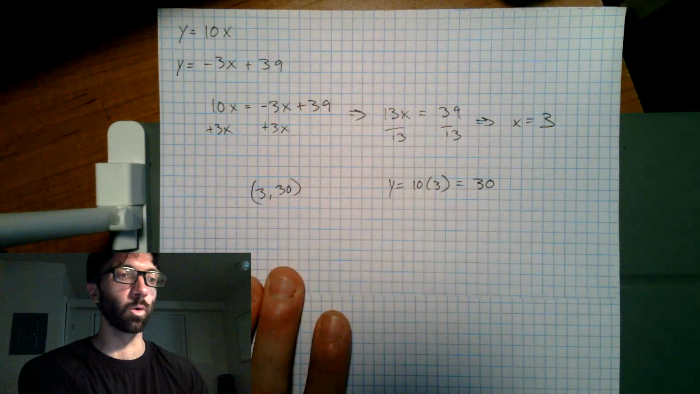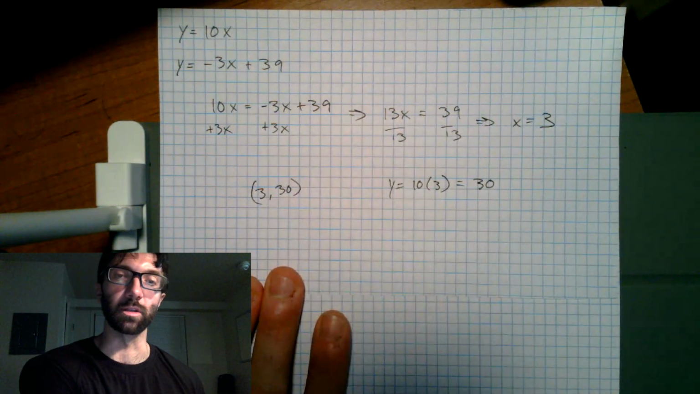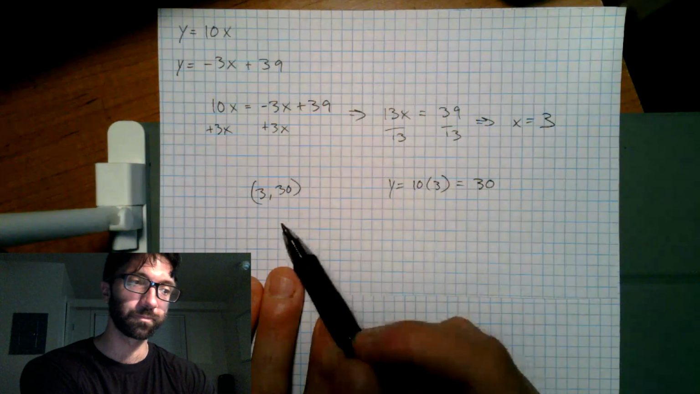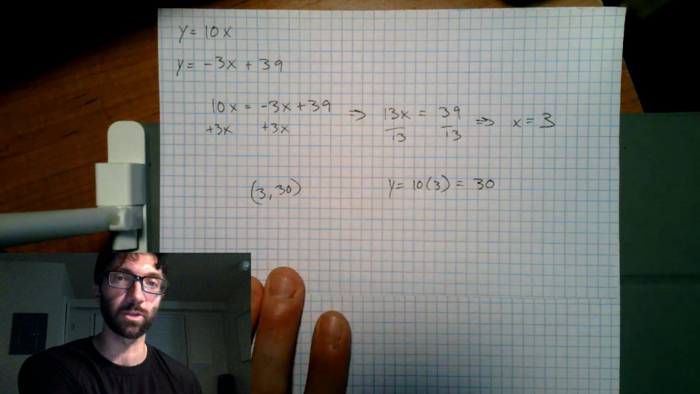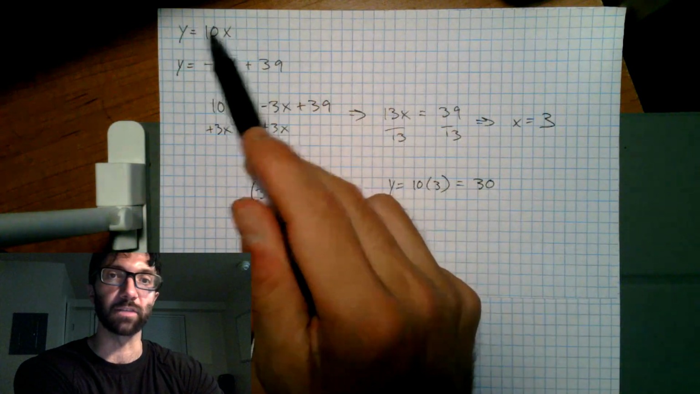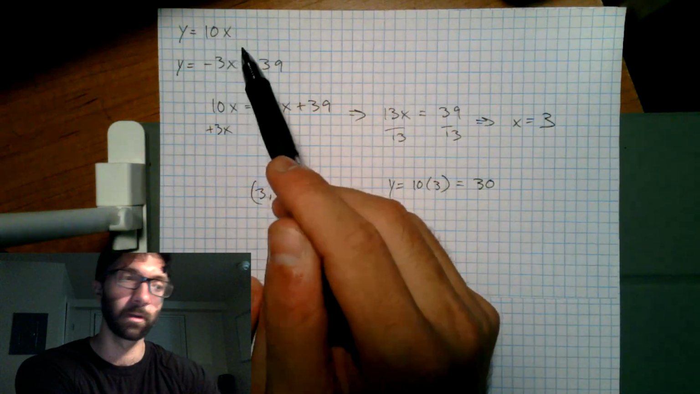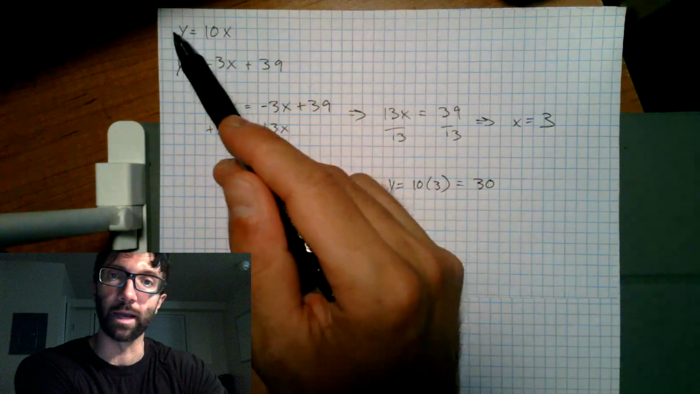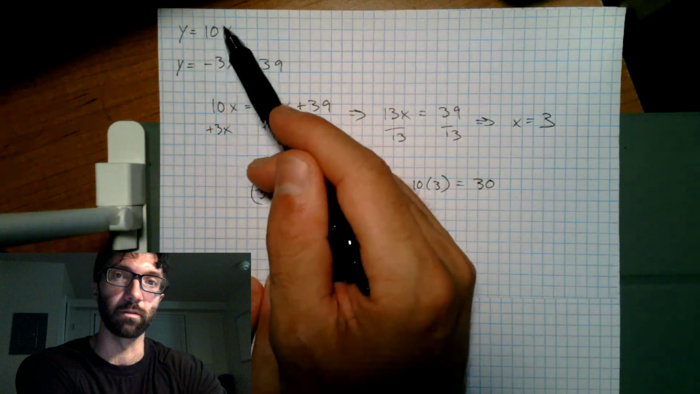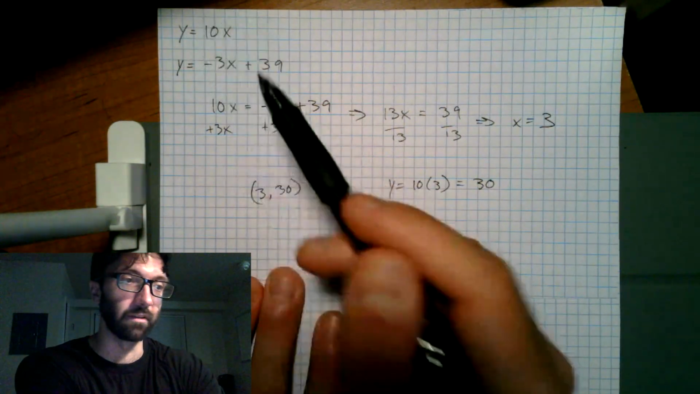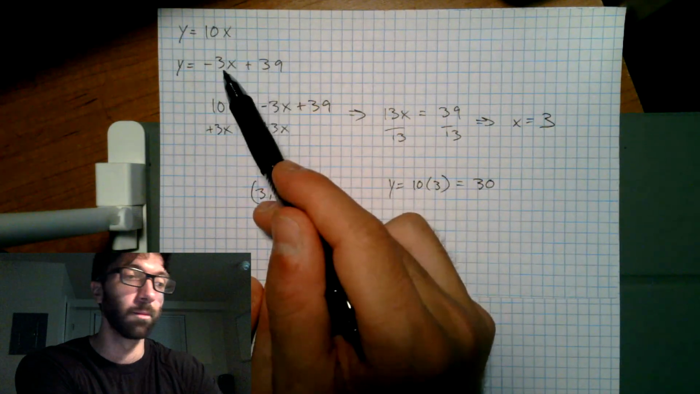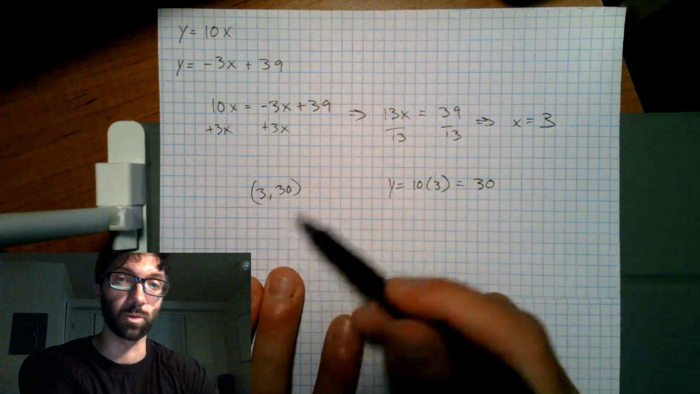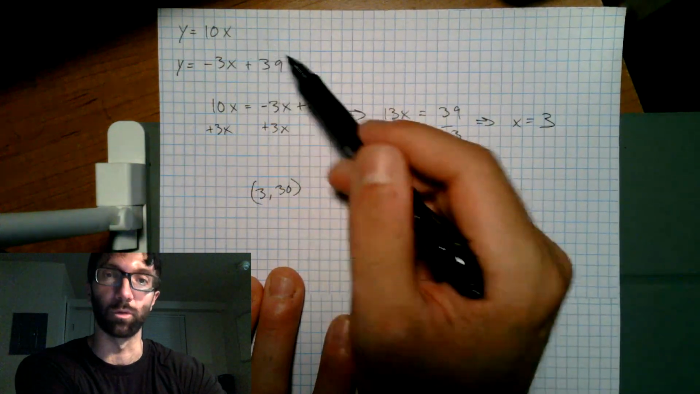So this coordinate pair is your solution to the system, and what that means is that it's the only ordered pair, it's the only xy pair that will satisfy both of these equations. Okay, there's infinitely many xy pairs that'll satisfy this equation, and there's infinitely many xy pairs that'll satisfy this equation, but there's only one xy pair that will satisfy both of them.